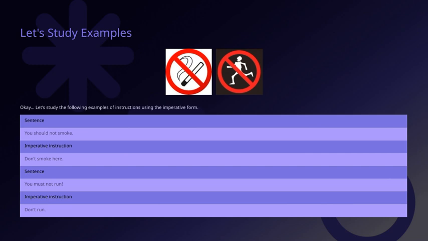Next, we have the sentence, "You must not run." This is a strong prohibition, emphasizing that running is not allowed. And again, the imperative instruction, "Don't run," is a simple, direct command. The key idea here is that imperative instructions are used to give clear, direct commands or prohibitions. They're essential in situations where clarity and immediacy are important, such as safety signs or rules. As we continue with this presentation, remember how these examples connect to our overall theme of understanding and using the imperative form effectively in different contexts.